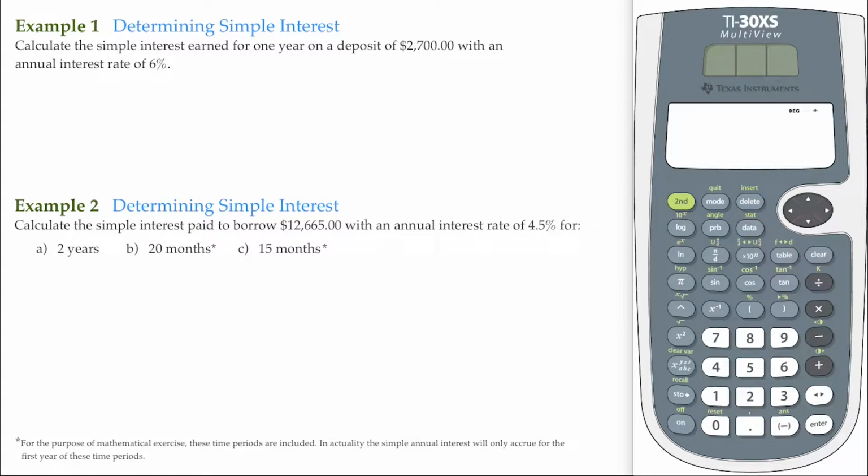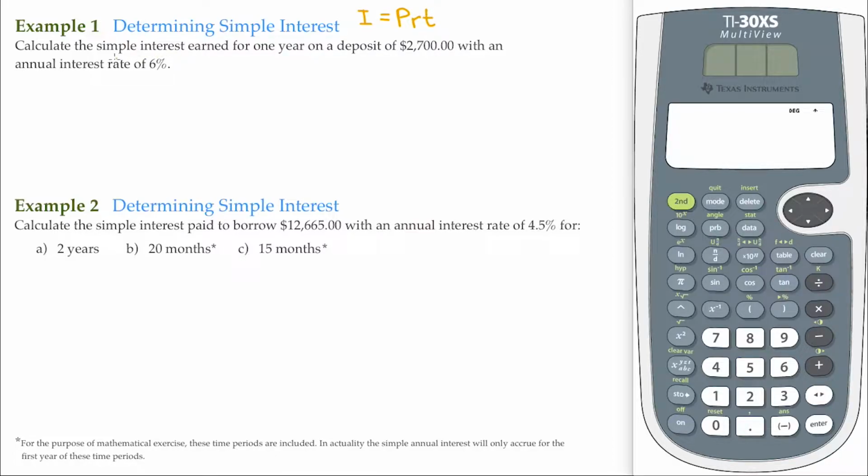In this example, we are going to determine the interest that is earned on a deposit. The whole idea here is it says calculate the simple interest earned for 1 year on a deposit of $2,700 with an annual interest rate of 6%. Now, simple interest has the formula I, meaning interest, equal to P, and P stands for principal, that's our initial amount. We multiply that by the simple annual interest rate, that's what R stands for, the rate. And then we multiply that by T, and T is the time that has to be expressed in years.